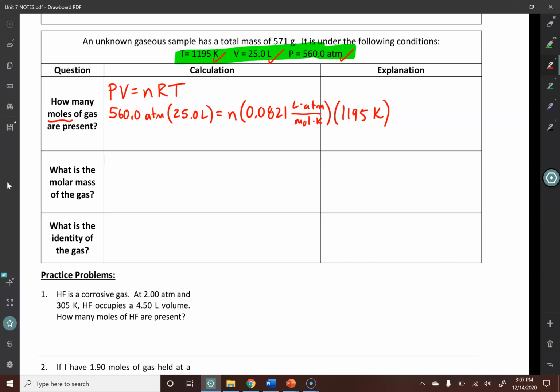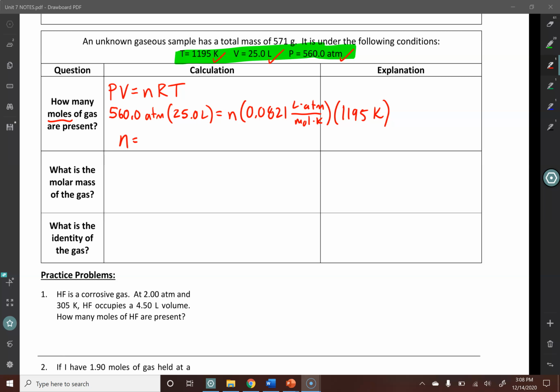Do I have to write my units? No, technically you don't have to include them in there. I would encourage you to put them in. It's a really good habit to get into, and hopefully it'll save you from making careless, silly mistakes. It is just a math problem from here. Be careful with how you're punching things into the calculator. Pause the video, calculate the number of moles present in this sample.